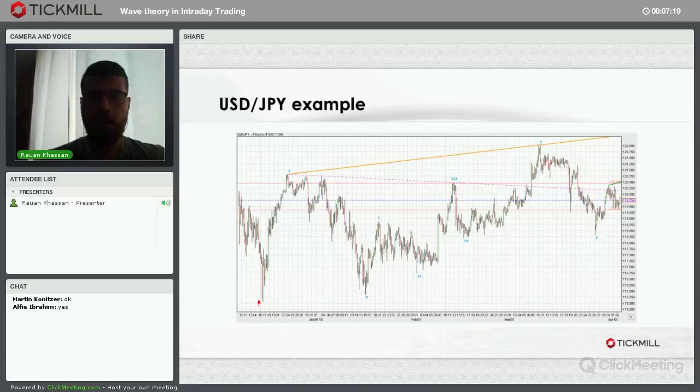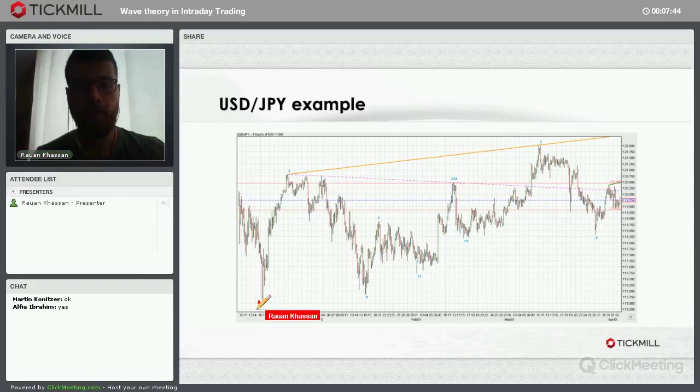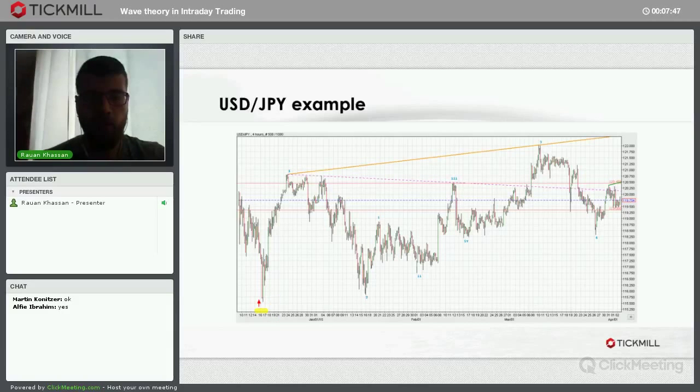Here is an example of the United States dollar to Japanese yen on the 4-hour time frame with the selected time period. As I have marked on the chart, we can see a clear wave theory pattern. So we start with the first impulsive bullish wave, which is marked with a red arrow, and it forms an impulsive wave 1.